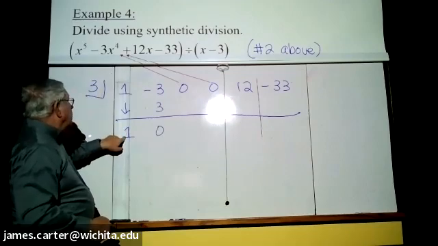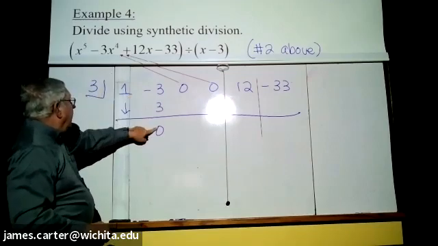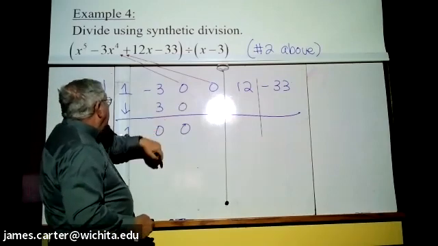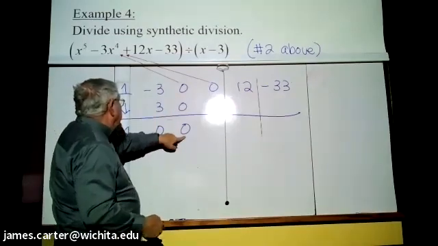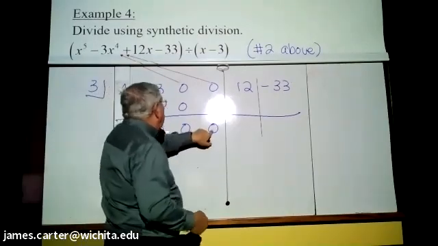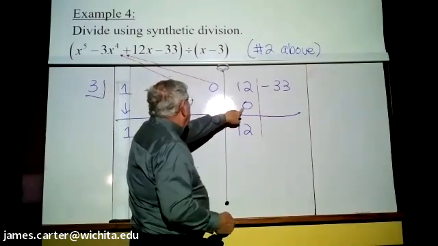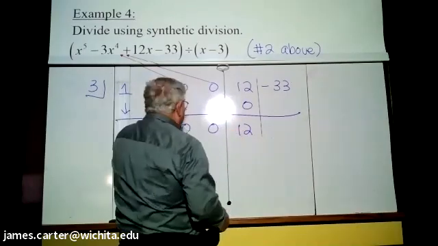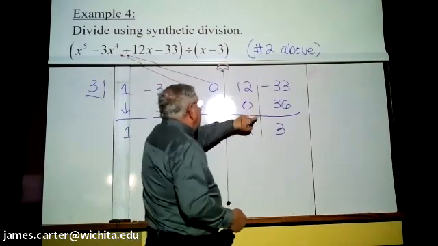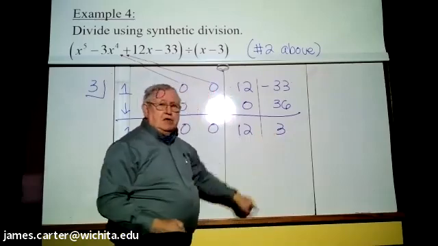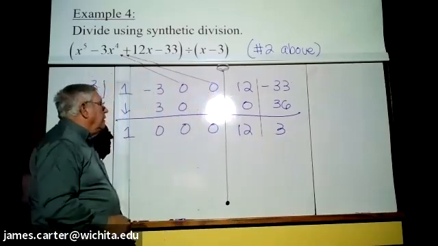3 times 1 is going to be 3. Add, and we get 0. 0 times 3 is 0, and add, and we get 0. 0 times 0 is 0, times 0. 12 plus 0 is 12. Now 3 times 12 is 36, and I get a remainder of positive 3. Okay?